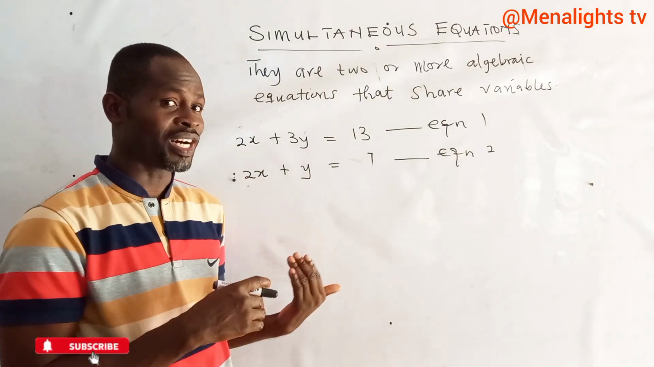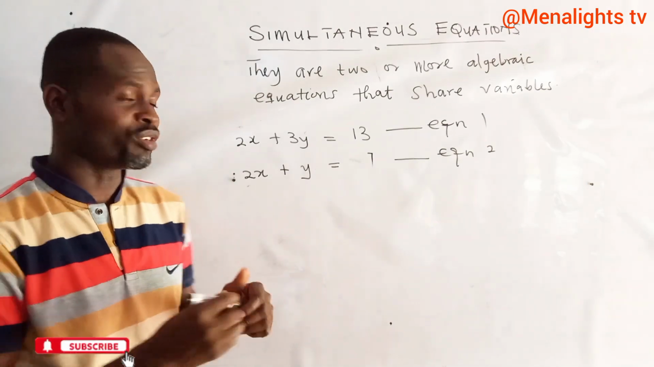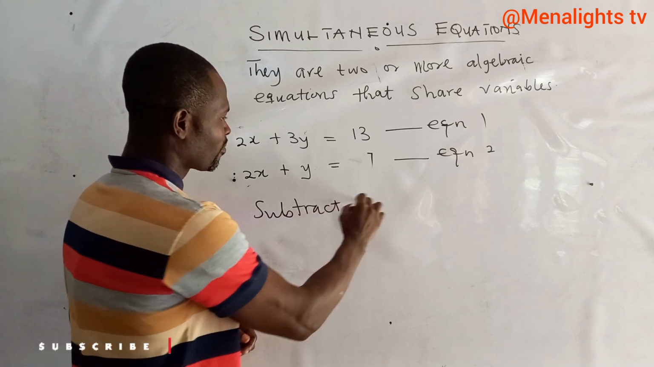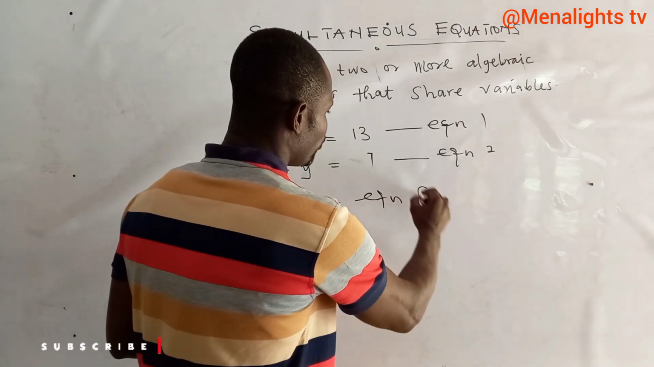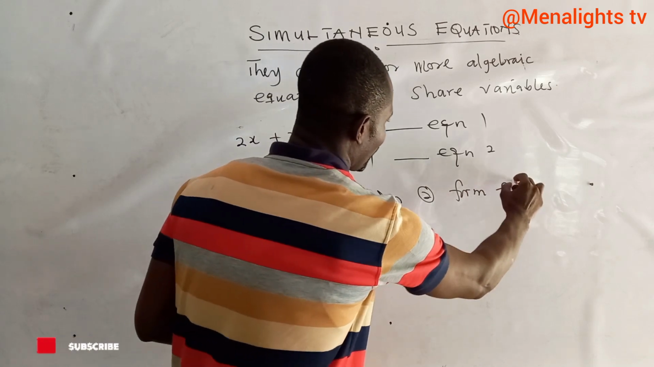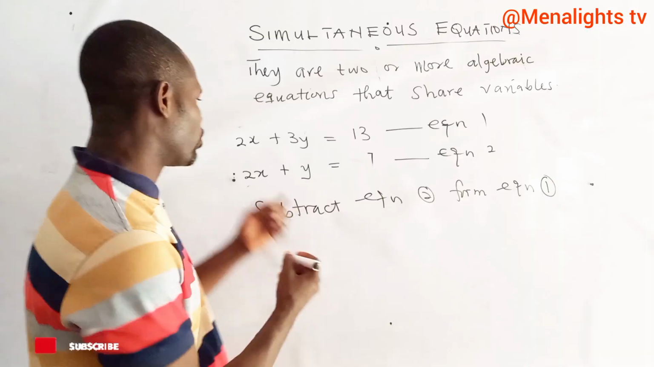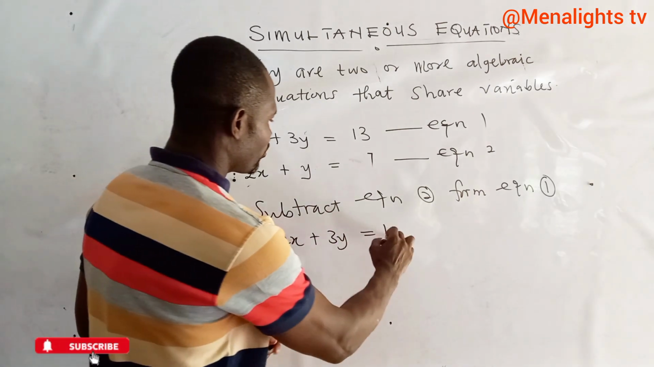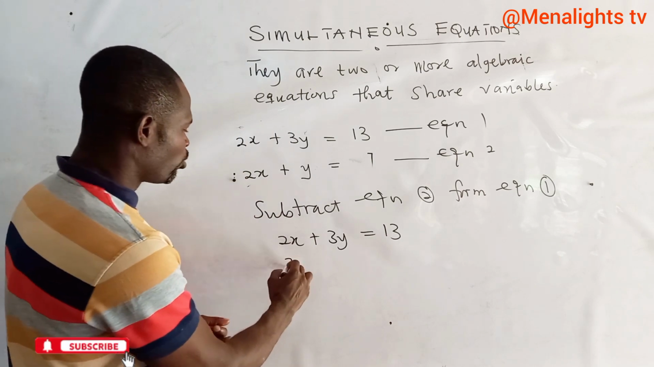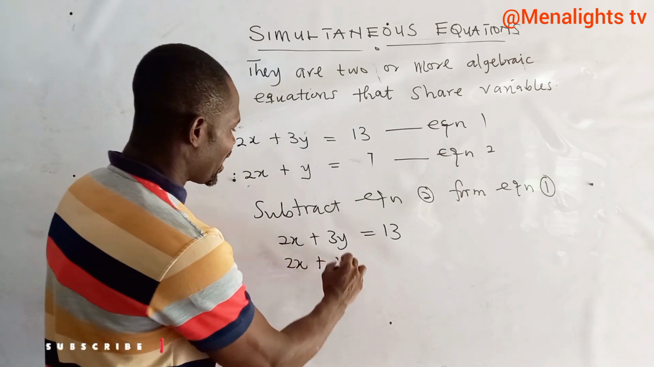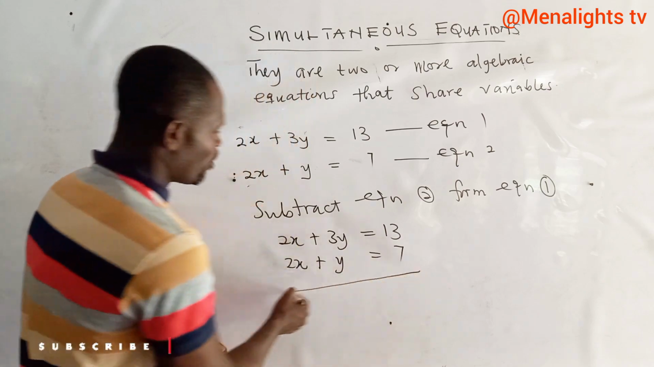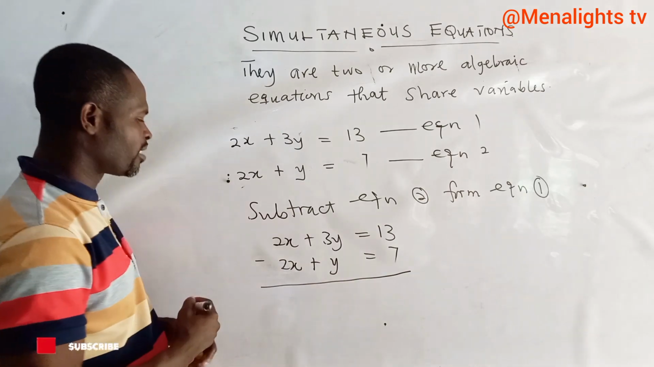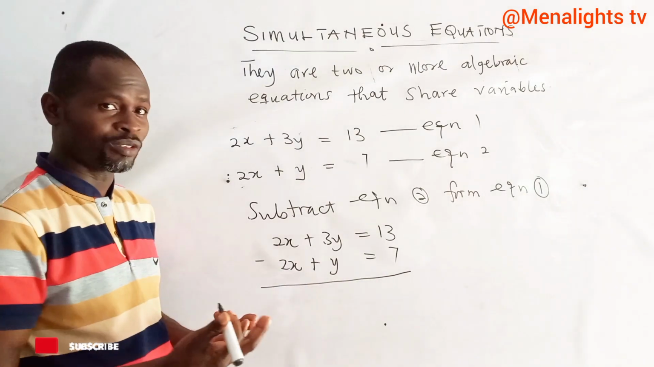So when you subtract one from the other, it becomes what? 0. So what we have to do is subtract equation 2 from equation 1. Equation 1 is 2x plus 3y, which is equal to 13. And then equation 2 is 2x plus y, which is equal to 7. Now we say subtract equation 2 from equation 1. Now we subtract. So 2x from 2x will give us 0.